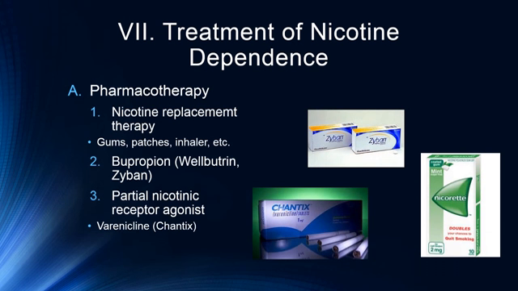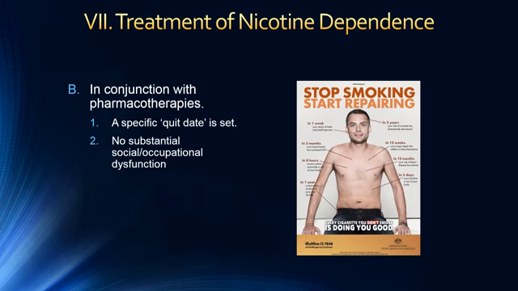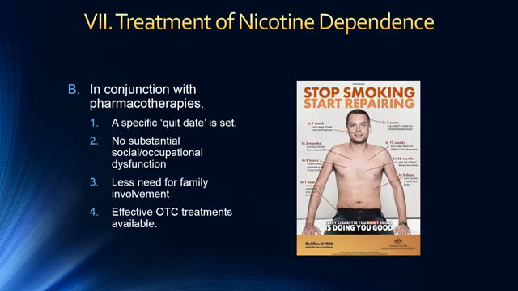Unfortunately, not everyone responds well to varenicline. In fact, when we get to talking about pharmacogenetics and pharmacogenomics, we'll take a look at the problem of people who are what we call hardened smokers, who have a different genetic makeup, who don't respond to varenicline. In conjunction with pharmacotherapies, some specific cognitive behavioral therapies often work. So a specific quit date might be set. One of the things we often have is no substantial social occupational dysfunction, so that makes it easier to do. There's less need for family involvement. And there are effective over-the-counter treatments available. Varenicline is by prescription only, but most nicotine replacement can be taken over-the-counter.